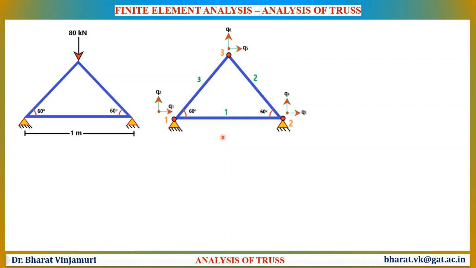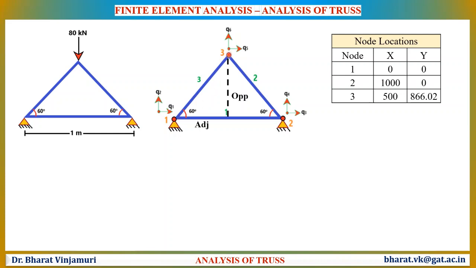Also, to start with, the origin is required to find the nodal locations. The origin is considered at node 1. So, the coordinates of the first node are 0, 0. The coordinates of the second node will be 1000, 0. In order to find the coordinates of the third node, we need to do a small geometrical calculation.